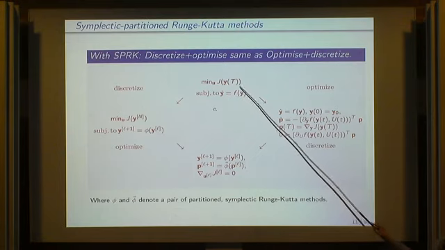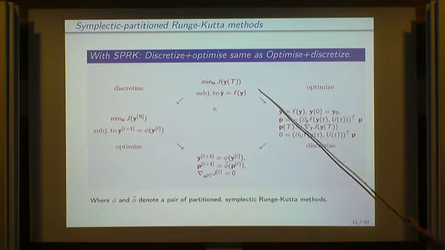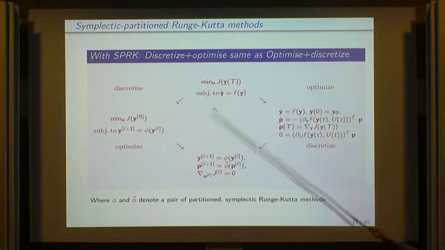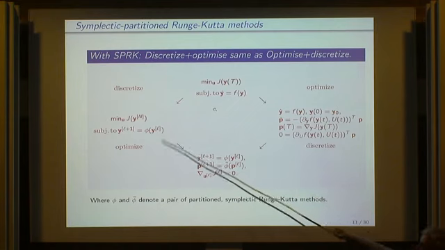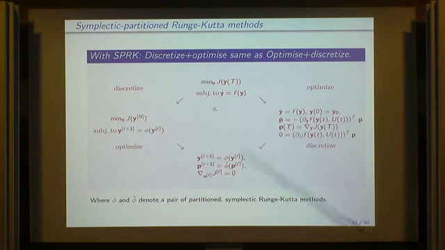And what is that? It's the same as if I first optimize, I obtain my boundary value problem, and then I use the same Runge-Kutta method phi here to solve the first equation, and the matching Runge-Kutta method to solve the second equation, in such a way that the two together give me a partitioned symplectic Runge-Kutta method. And if I do so, what I obtain is the first order optimality conditions for this problem here. So discretize-then-optimize commutes with optimize-then-discretize in this setting.